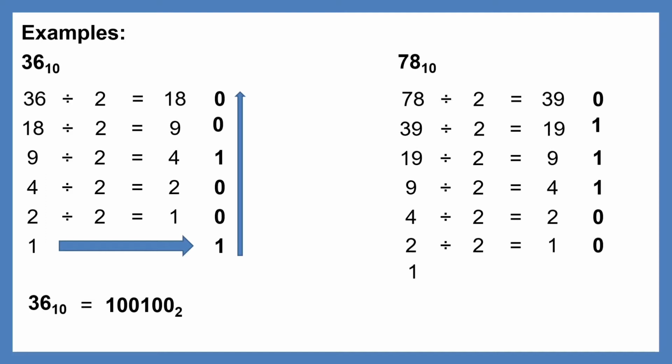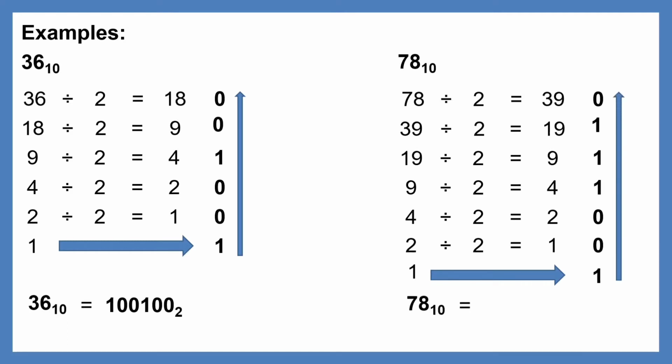Since we bring down 1, there's no need for you to divide it by 2. Write the last one into the most significant bit. Then again, 78 base 10 is equal to, writing it from the most significant bit to the least significant bit, 1001110 base 2. So this is the process in converting a decimal number into a binary number.